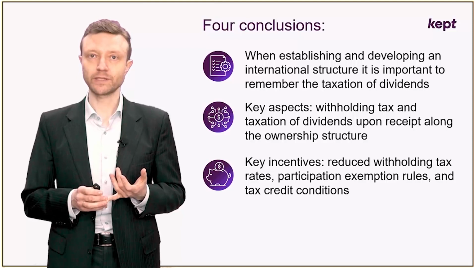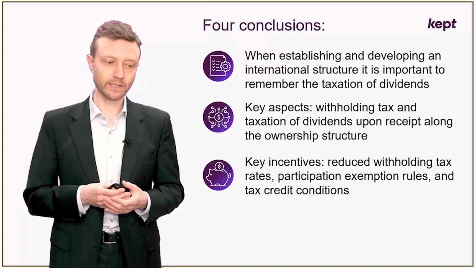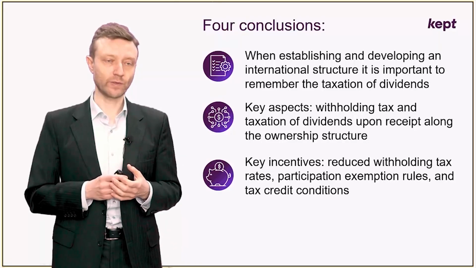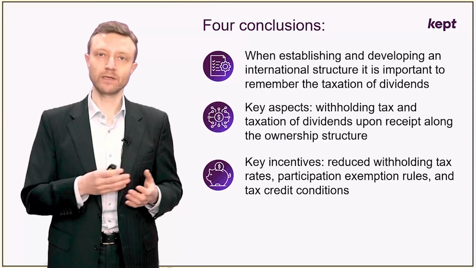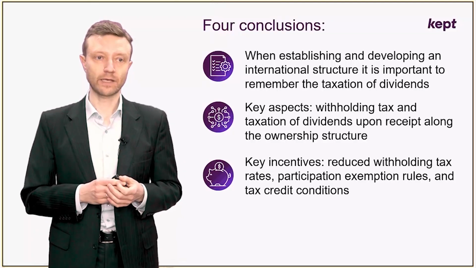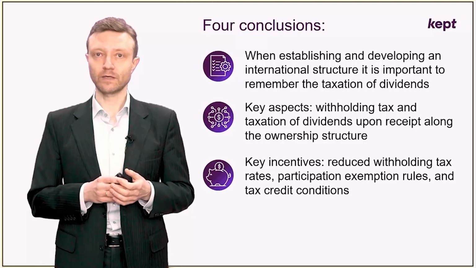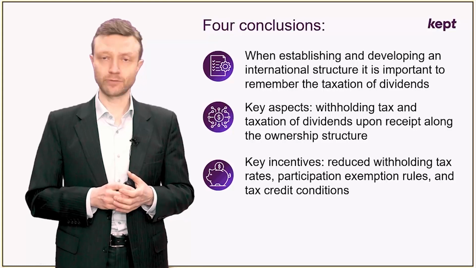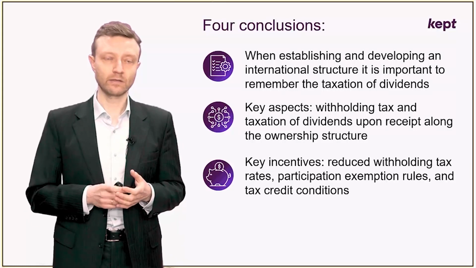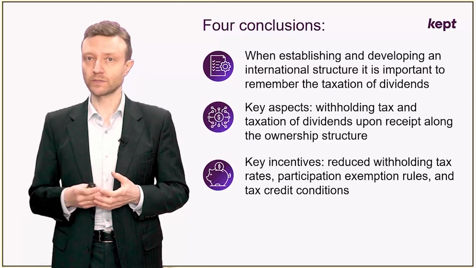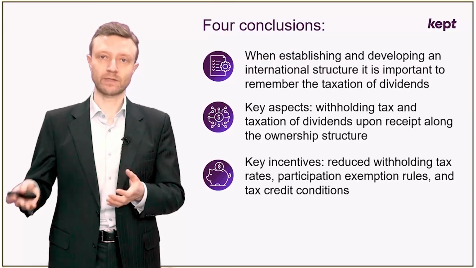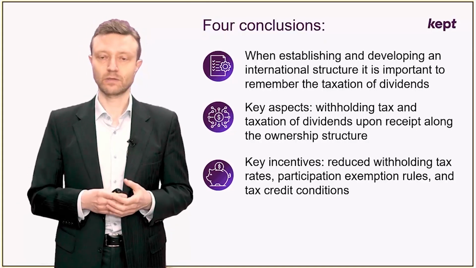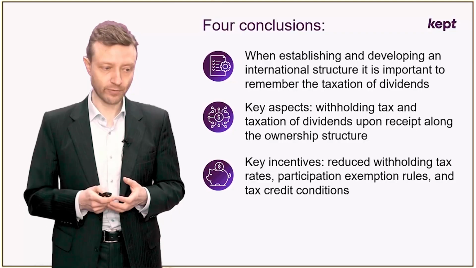There are incentives. There are reduced withholding tax rates based on double tax treaties or domestic exemptions or domestic rules. And there are so-called participation exemption rules, where dividends can be exempt, especially for holding companies located in countries where participation exemption rules are favorable. But if for some reason participation exemption or full exemption of dividends does not apply, then a withholding tax credit can be applied to avoid excessive tax burden. It's a credit of tax withheld at source on a particular distribution of dividends.